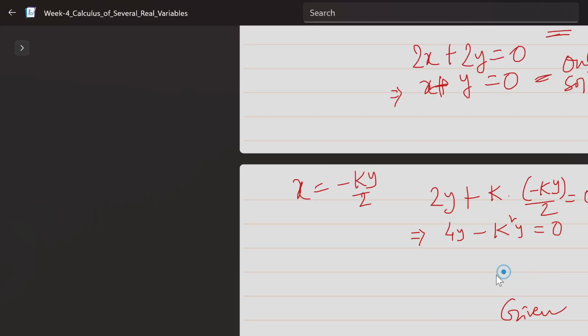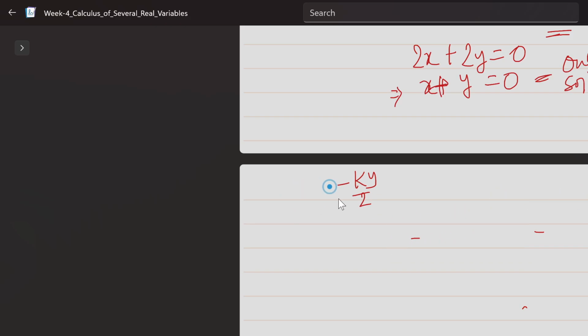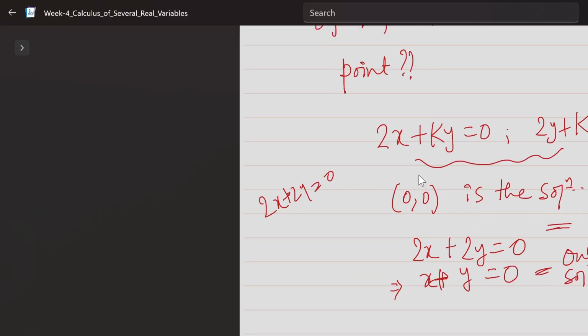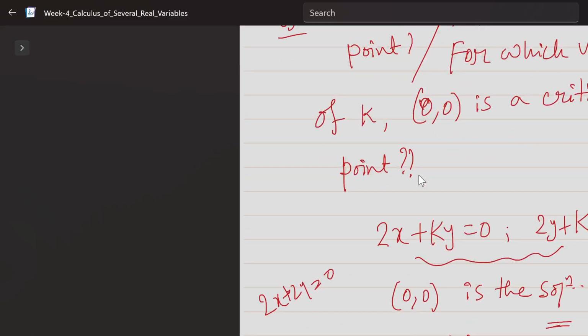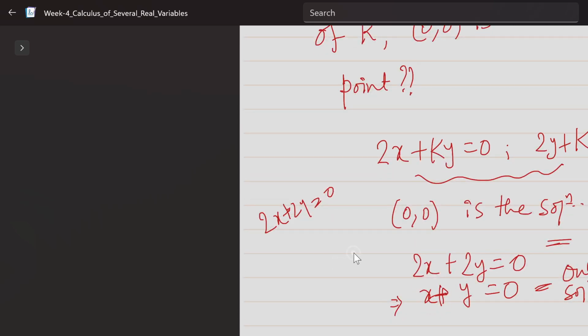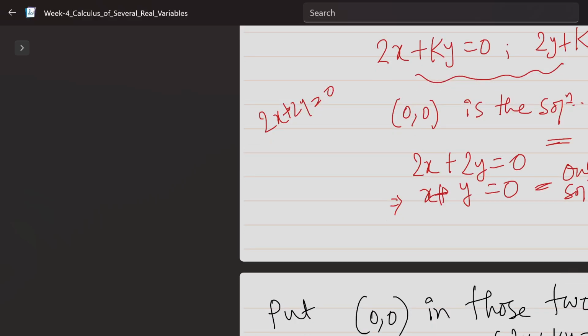So what you have to do is put x and y as 0, 0 in those two equations to get the value of k. That is, in these two equations, 2x plus ky is 0 and 2y plus kx equals 0. If you put 0, 0, then you can find the value of k.